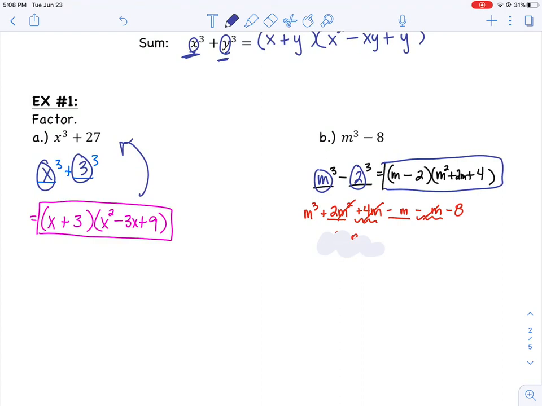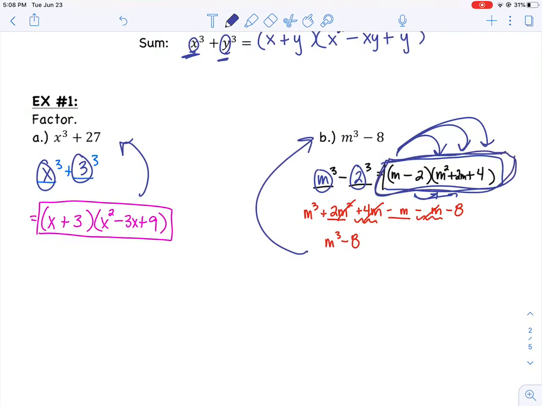If you're not sure, distribute it through. So distribute the m through, and that's what I did here in the red. Distribute the 2 through, and combine like terms. You'll notice that you have left only an m cubed minus 8, which is what you started with. So we know we have the same, or the correct, factored version.